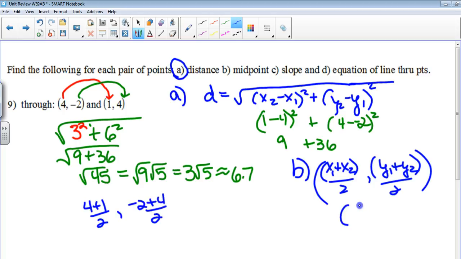Anybody get an answer? 5 halves or 2.5 is okay. Everybody can find midpoint tomorrow? Nobody's going to get that one wrong?